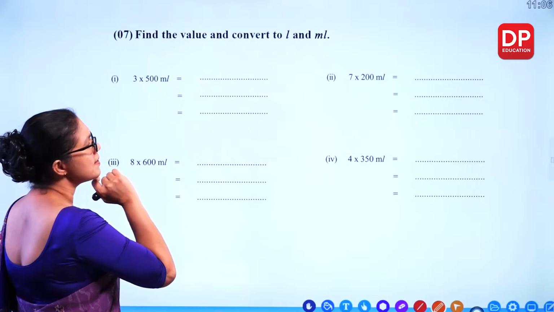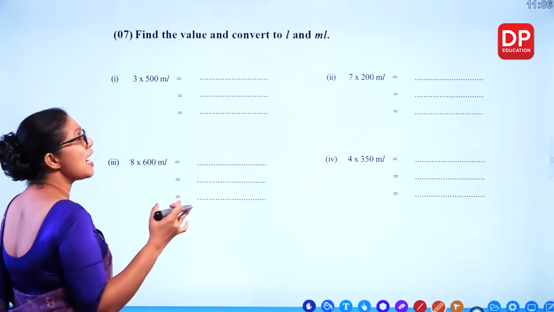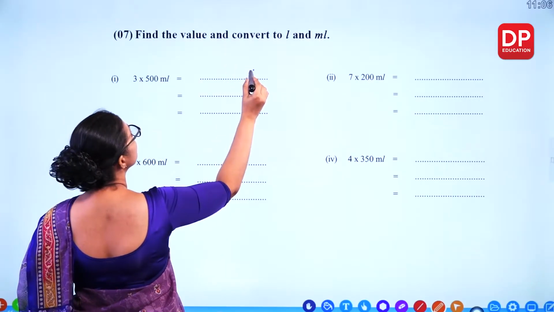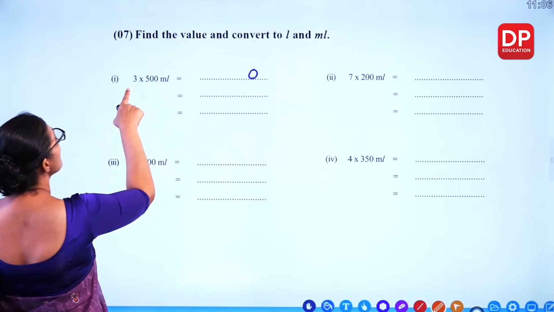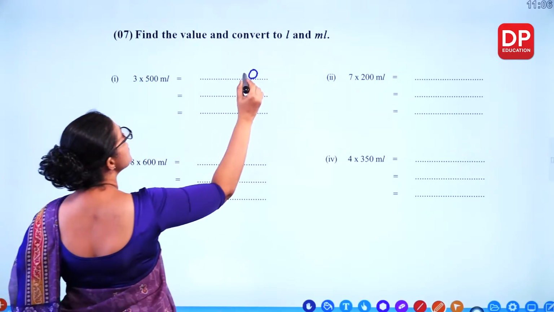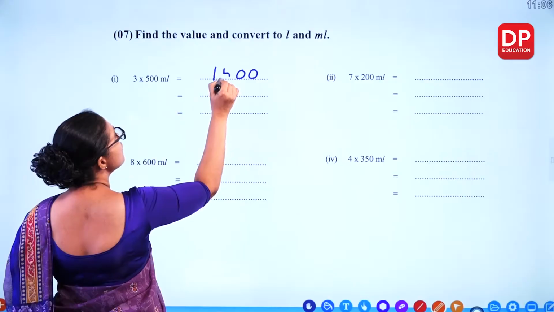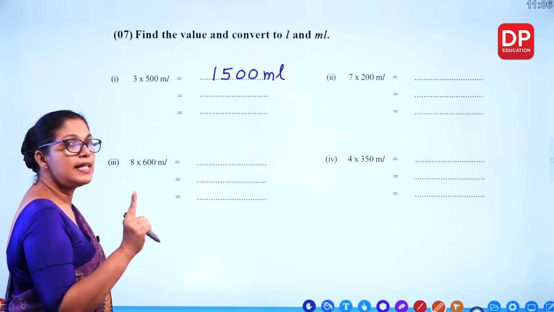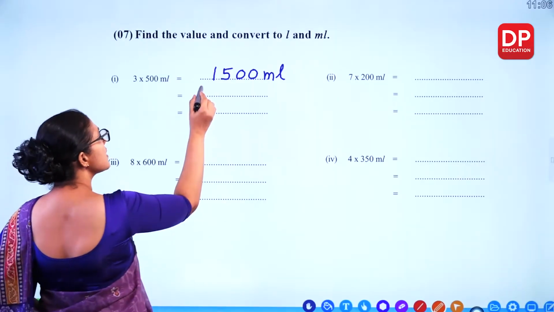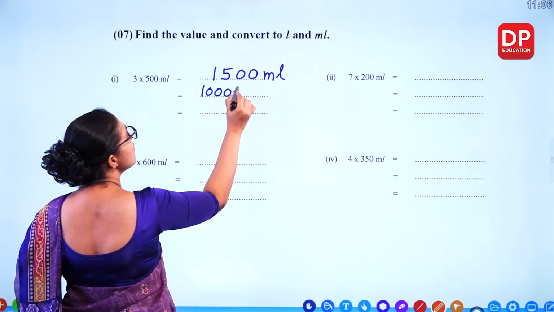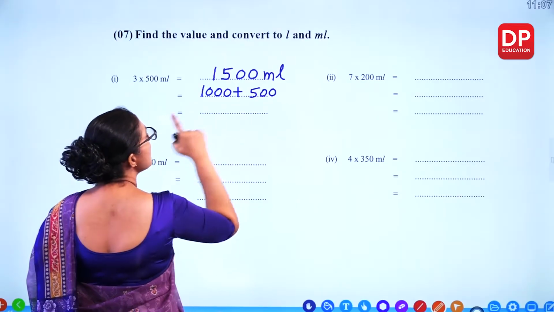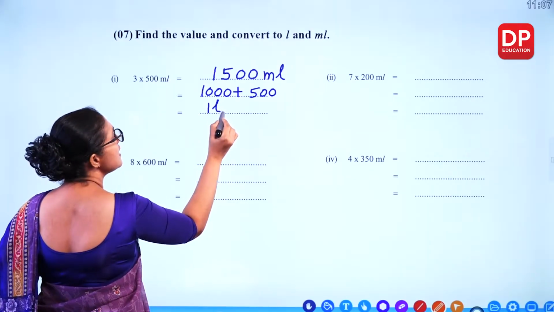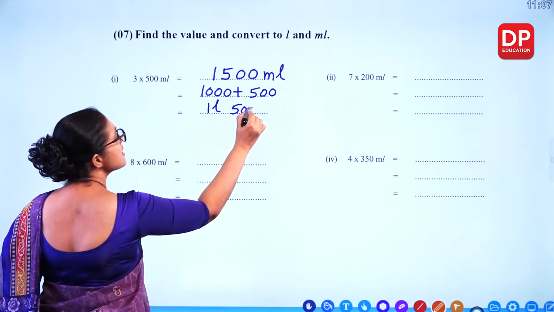First we'll multiply. This is multiplication. 500 times 3. So 3 times 0, 0. Then 3 times 0, 0. 3 times 5, 15. So 1500 milliliters. Now you have to convert to liters and milliliters. I can split this to 1000 and 500. Now 1000 means 1 liter. So I can write 1 liter and 500 milliliters.